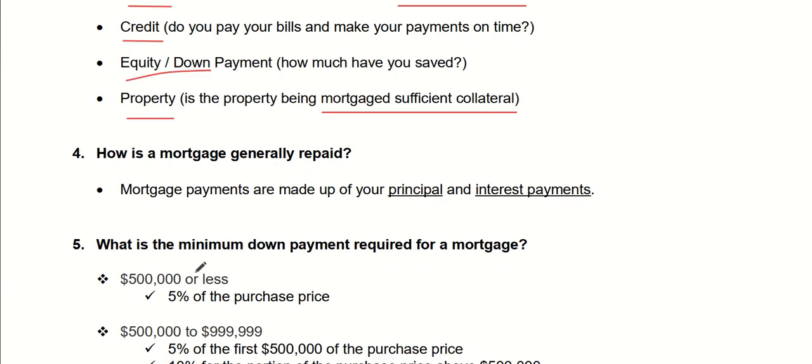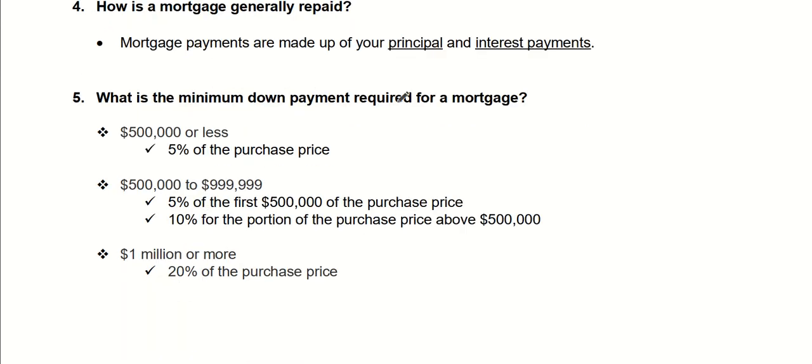Okay. So how is the mortgage generally repaid? Well, typically mortgages are paid in regular payments with the principal and the interest payments. So not only are you paying back the amount you borrowed, you're paying a little bit extra, the interest. You're paying a little bit extra for the convenience of them giving you the money. And so the longer that you borrow the money for, the more interest you're going to be paying, because the interest is dependent on the time that you borrow the money.